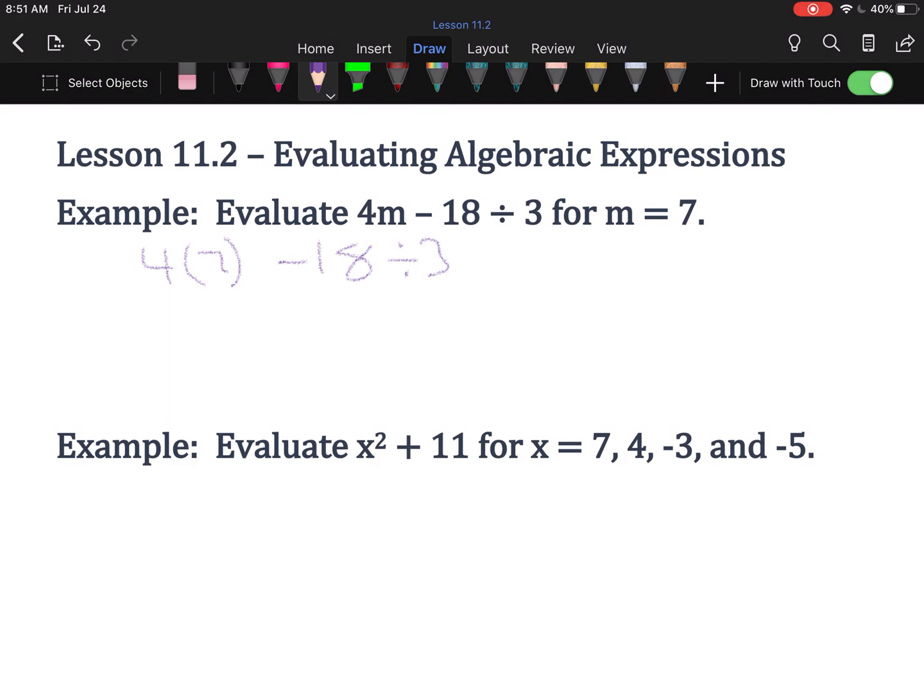Now we just have to use order of operations through this. We have multiplication, subtraction, and division. So we multiply and divide first, and we can do those both right away because they are separated by the minus sign. 4 times 7 is 28. 18 divided by 3 is 6. Now 28 minus 6 is 22.